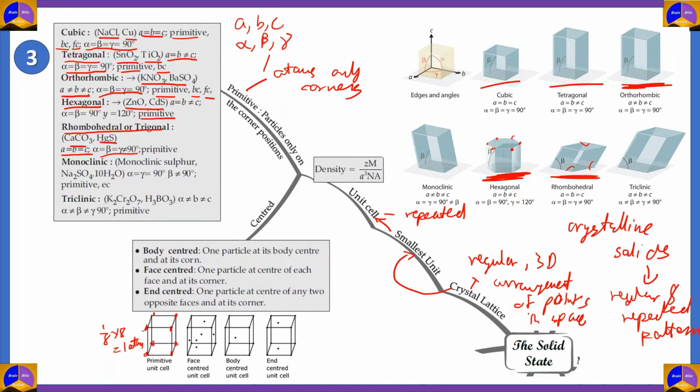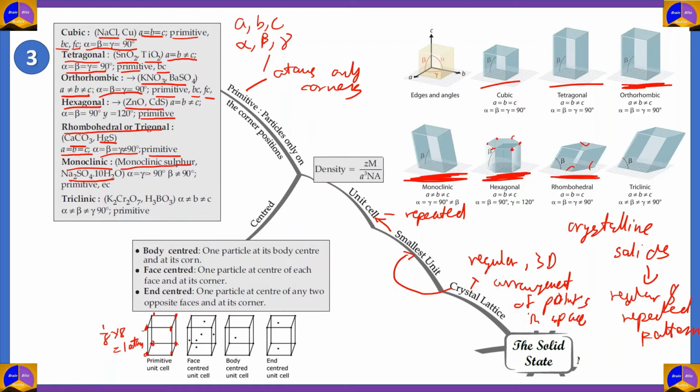And once again, this can only be formed by primitive unit cells. Next, we have monoclinic. The structure of monoclinic is this one. And examples include monoclinic sulfur and sodium sulfate. This is sodium sulfate, not sodium carbonate. So sodium sulfate and monoclinic sulfur are examples of solids with monoclinic structure, and they have monoclinic unit cells.